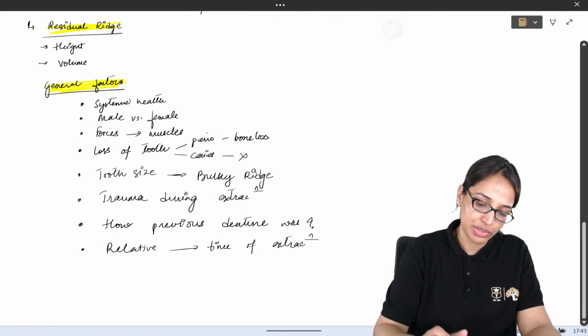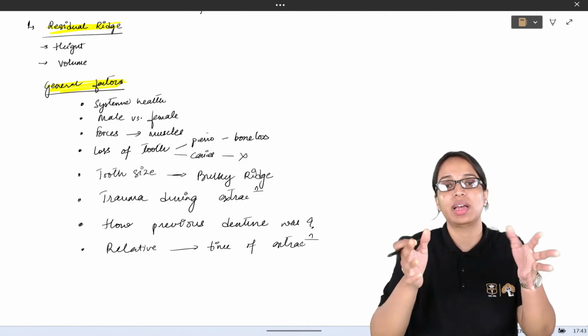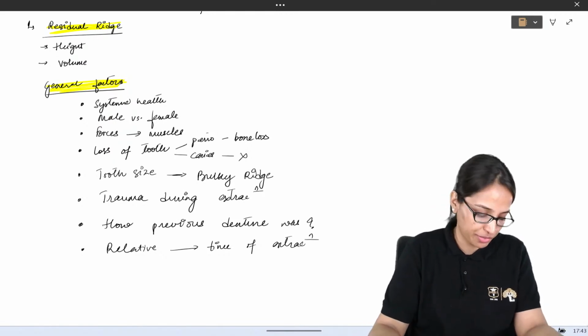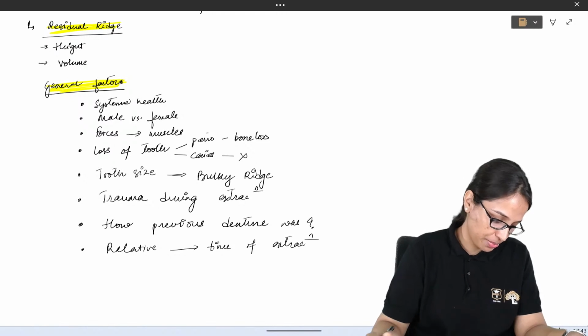The reason why I'm stressing this is that the height and the volume of the bone is going to determine mainly one property, which is retention and support for your denture. So that is very important.